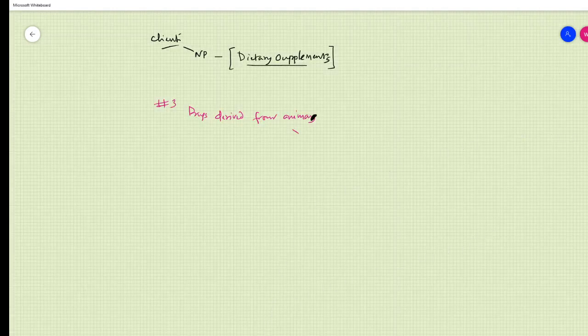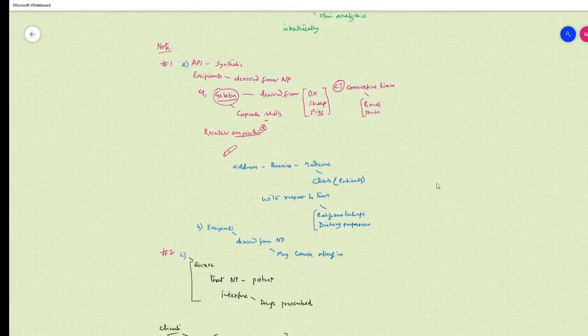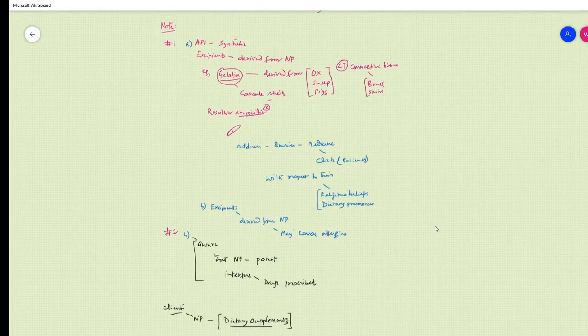The drugs derived from animals may cause allergy in the patient. The patients can become sensitized to the excipients which are derived from natural products, especially from animal sources. So these are the three important things that as healthcare providers we need to keep in mind.